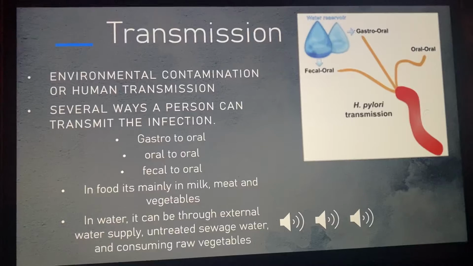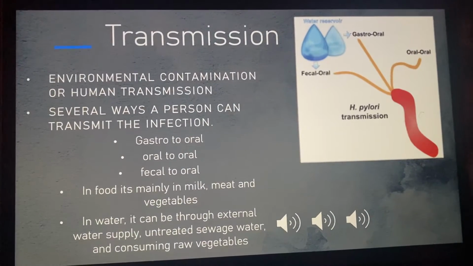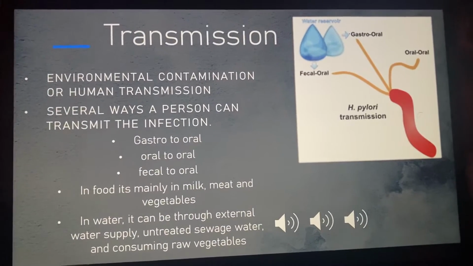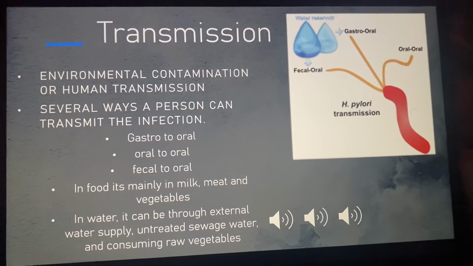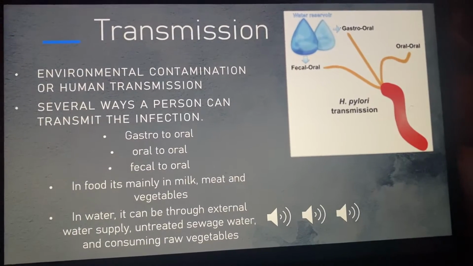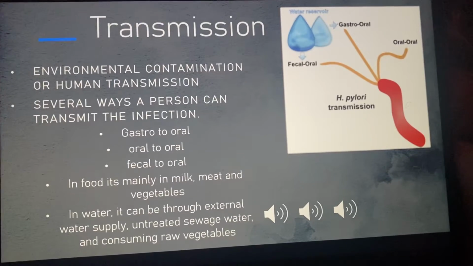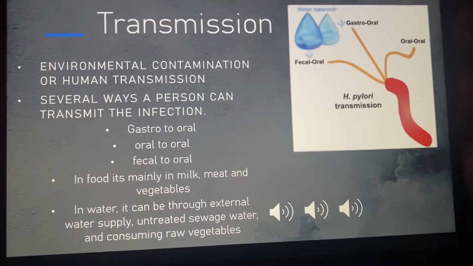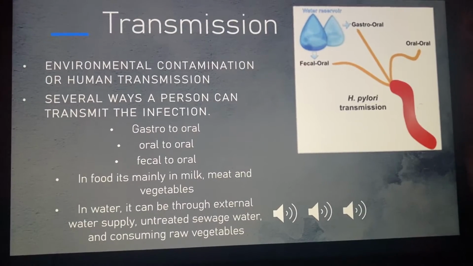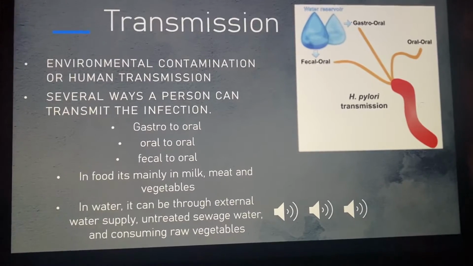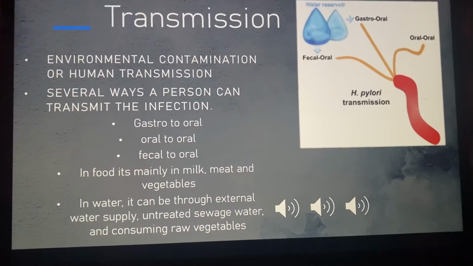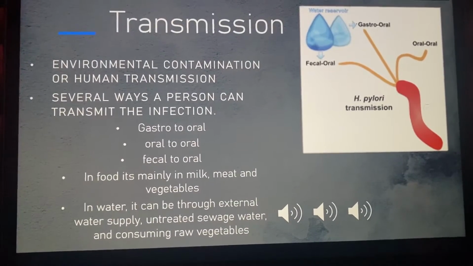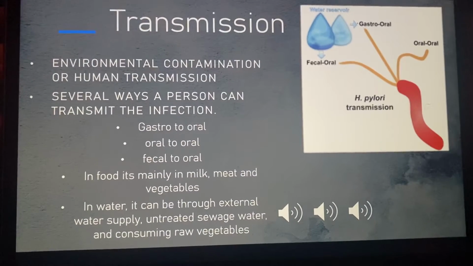There are two main routes for transmission. It is through environmental contamination or through human transmission. Environmental contamination means that infection can be in water and in food. In food, it is mainly found in milk, meat, and vegetables. And in water, it can be through external water supply, untreated sewage water, and consumption of raw vegetables. Usually, this happens when the hygiene is not in good conditions.